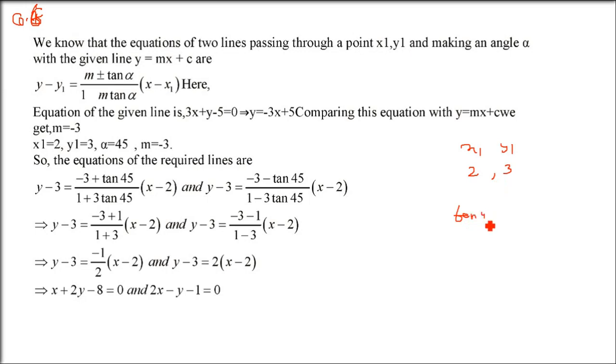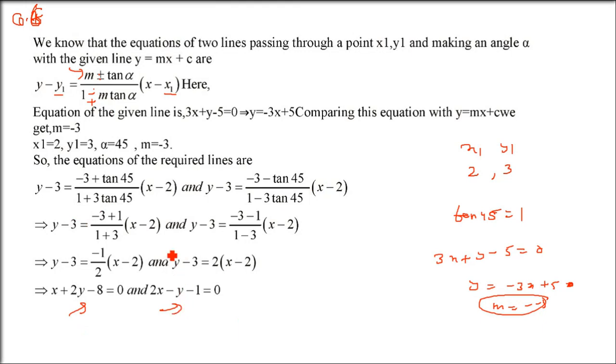So x1, y1 is 2 comma 3 and tan 45, that is 1, and 3x plus y minus 5 equals 0. You can put y as minus 3x plus 5, so m is minus 3. m is here, tan 45 is here, and x1, y1 is there. So now put y1 as 3, x1 as 2. In place of m you put minus 3, and tan 45 you put 1. Okay, these two equations are going to be formed. I hope you'll be able to do all these, 4 or 5 questions are exactly similar.